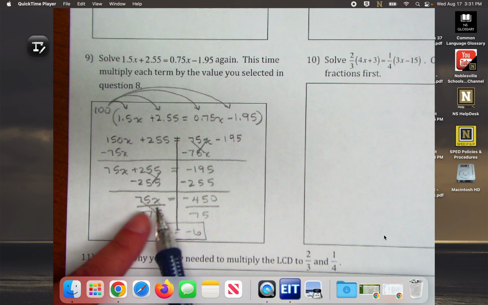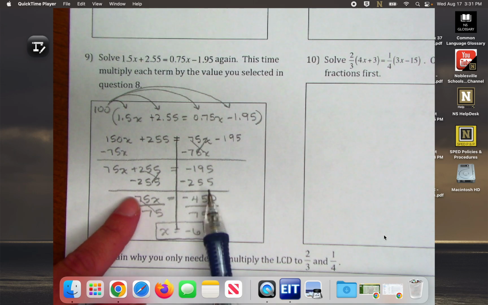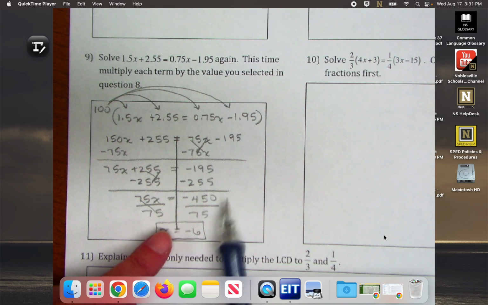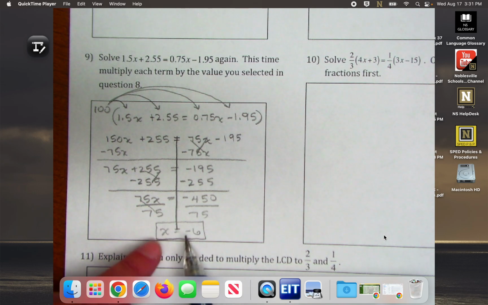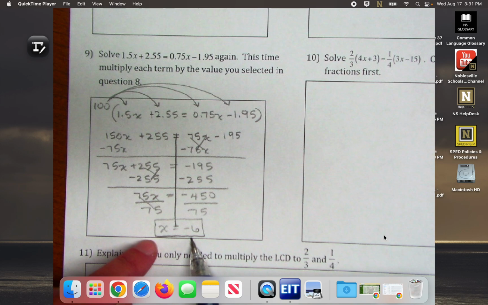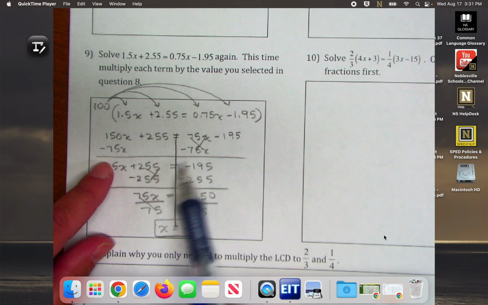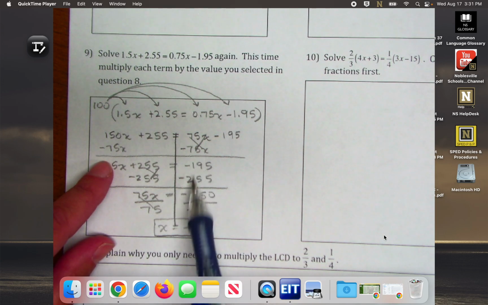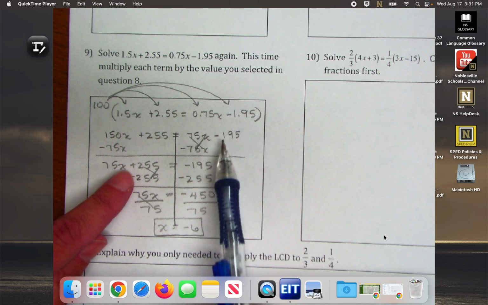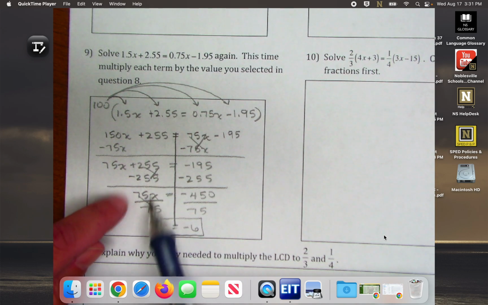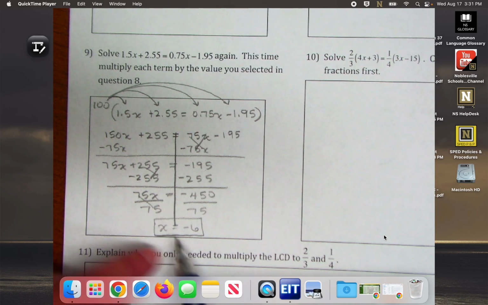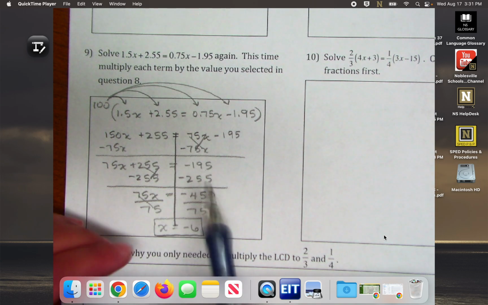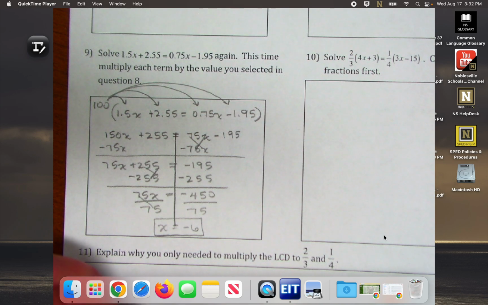So then we're left with this 255, which I subtracted. And then I end up with 75x equals negative 450. And then when I divide by 75, I get negative 6. Now, if you had subtracted over here first, then you would end up with negative 75x on this side. And then you would add this over here, you're going to end up with positive 450. You're still going to get negative 6 as your answer. So that's where the choose your own adventure comes in. You still would have ended up with x equals negative 6.